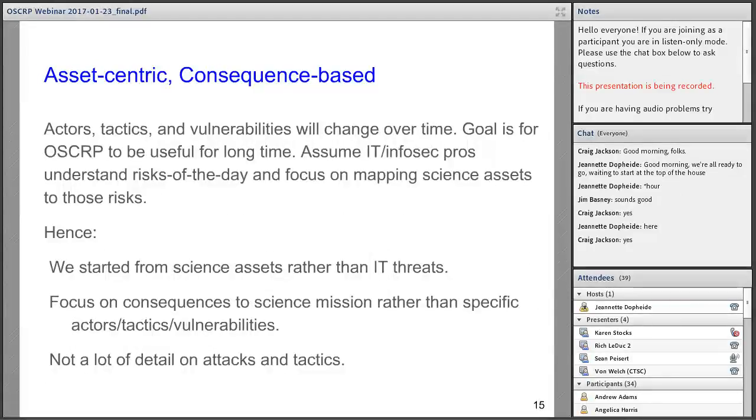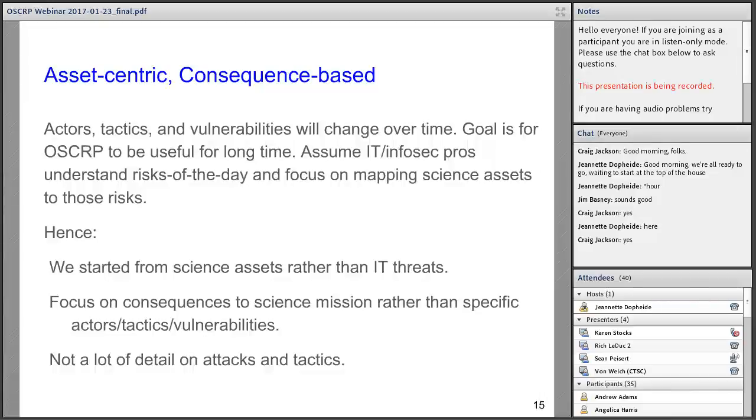Our approach in this document was to focus on an asset-centric and consequence-based document. We are not trying to enumerate all possible actors who might perpetrate some sort of threat of some kind. Rather, we wanted to start with what systems a scientist can identify as important to the science they're conducting. The reason for this is that we felt it is a much easier thing for a scientist to identify and understand the assets that are under their control than it is for a scientist or an IT professional to try and understand or guess the types of actors or untargeted malware or other things that might be out there on the internet potentially targeting those assets. Therefore, this is one of the reasons why we're starting with this asset-centric view of things.